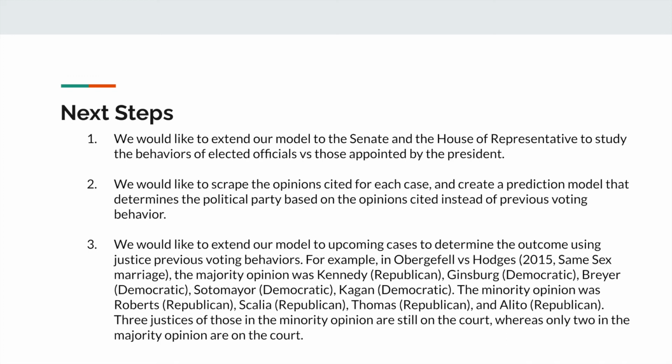Number 2, we'd like to scrape the opinions cited for each case and similarly create a predictive model, instead of using the voting behaviors, using the opinions that judges cite and whether we can predict political party based on that.